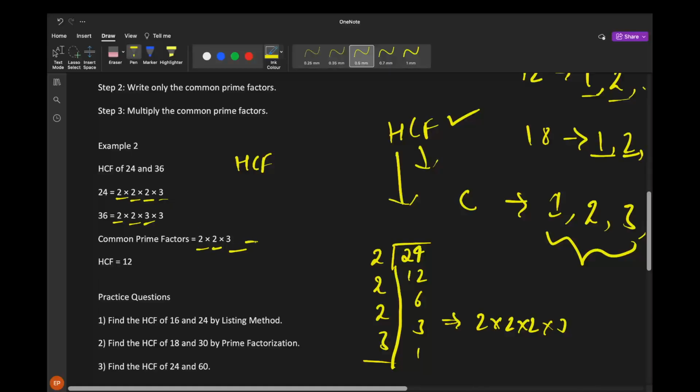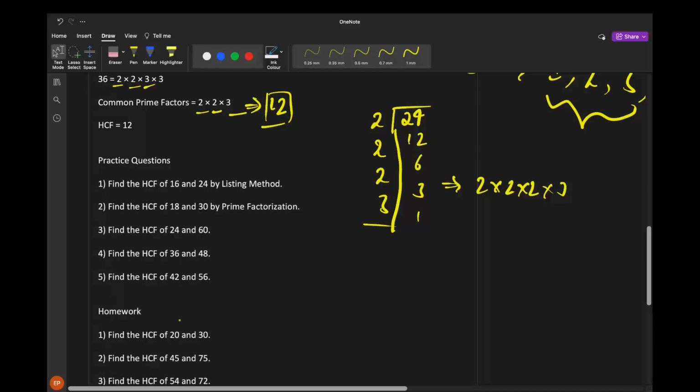So 2, 2, 3, which gives the answer: 2 2s are 4, 4 3s are 12. So HCF is 12 for 24 and 36. That is the common method used for finding the HCF. We can use any one of the methods. If you feel this one is easy, follow this, otherwise you can use this method also.